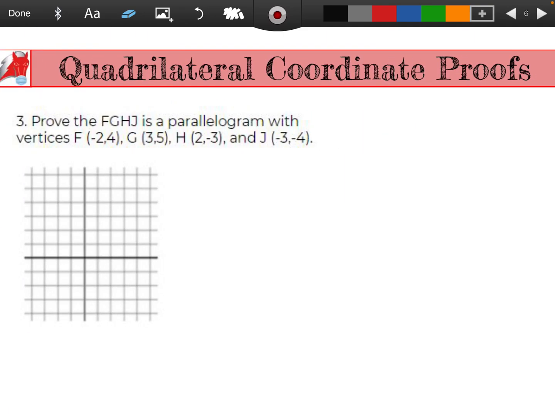Did I skip one? Oh, I did. Let's call this the end here. Let's call this success then. Sorry about that. So let's try it. So let's go start to finish.